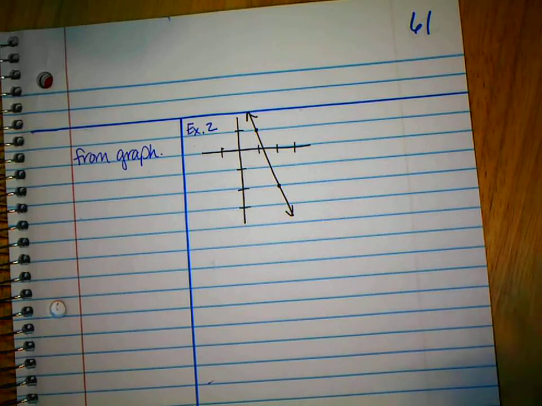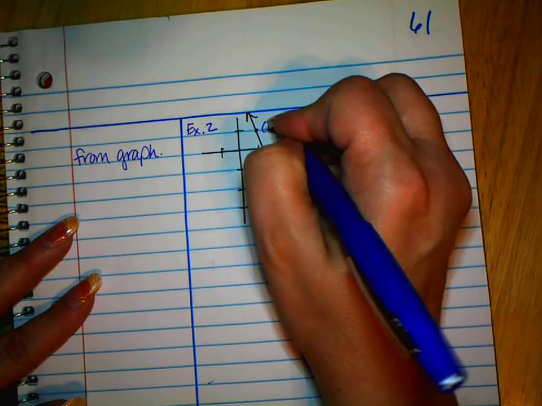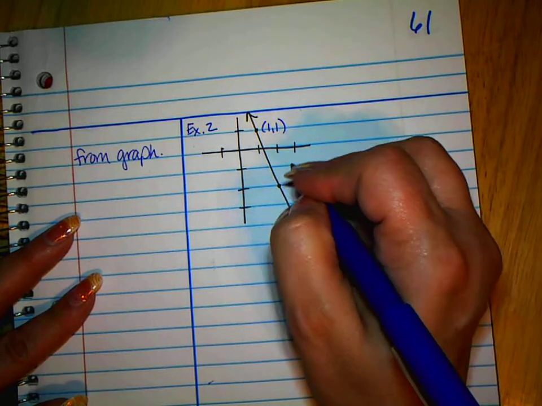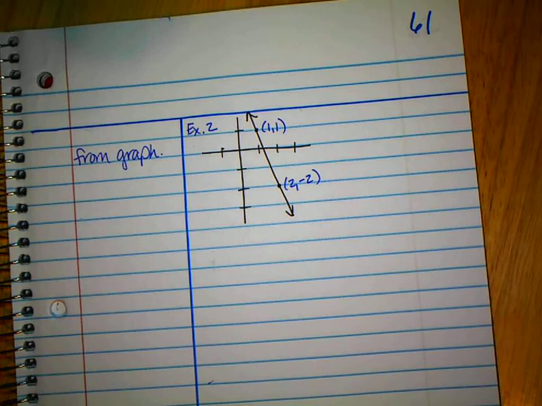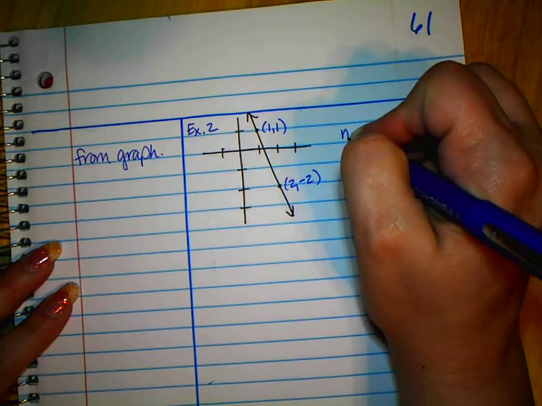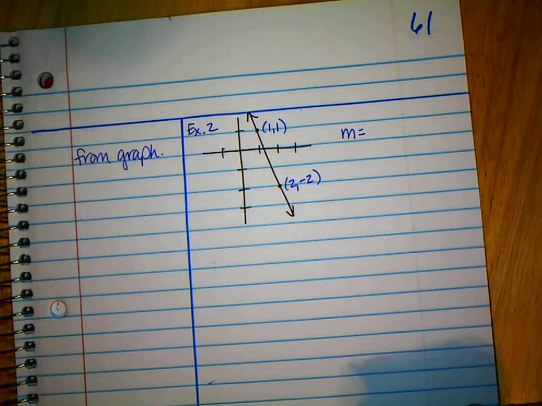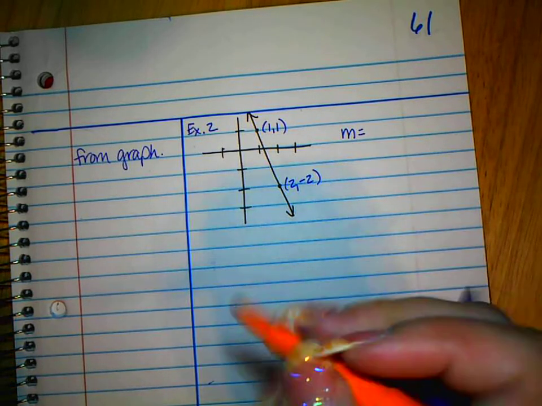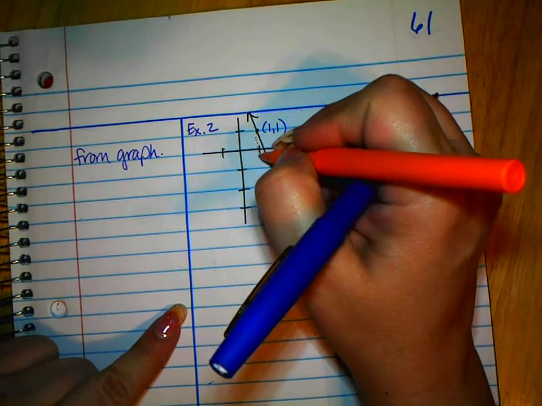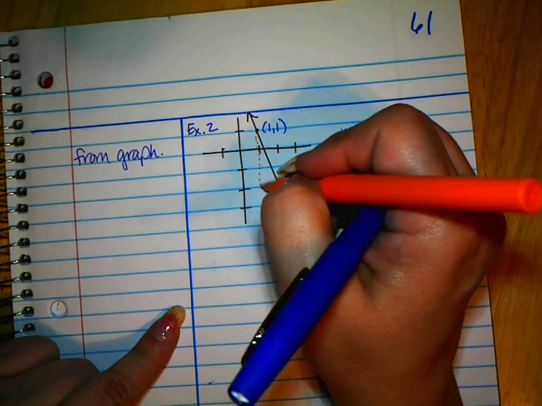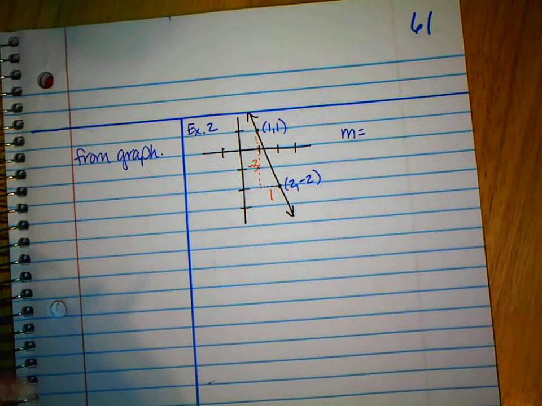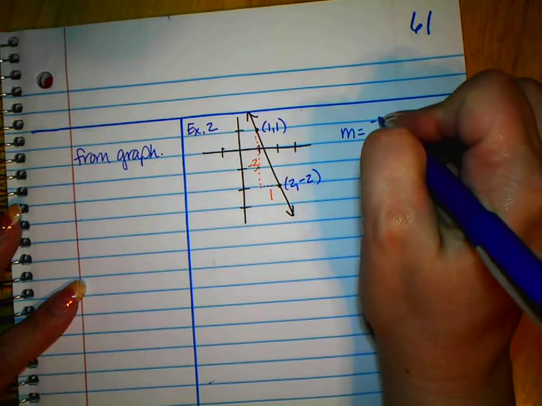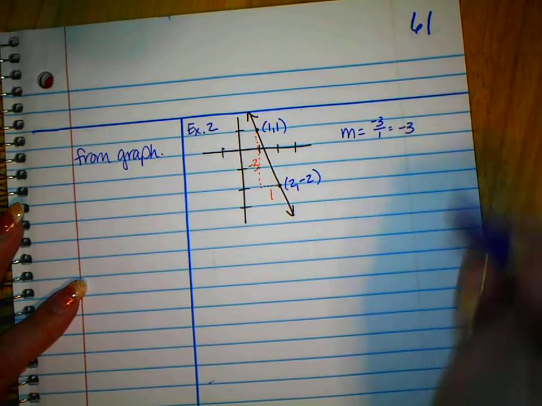So I've got to look at what I've got. I've got the point 1, 1, and I've got the point 2, negative 2. First thing I need is my slope. I could do the slope formula, but I've got a graph and I can just do this. I come down 1, 2, 3, and I go to the right 1. So my slope is negative 3 over 1, or negative 3.